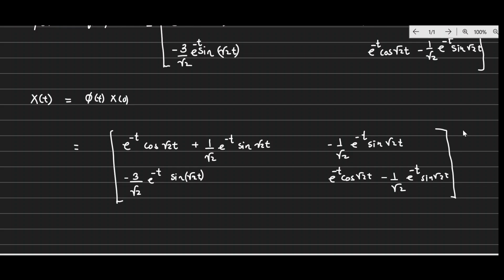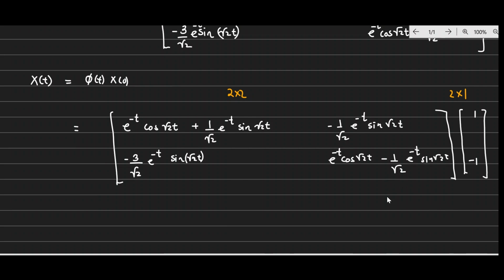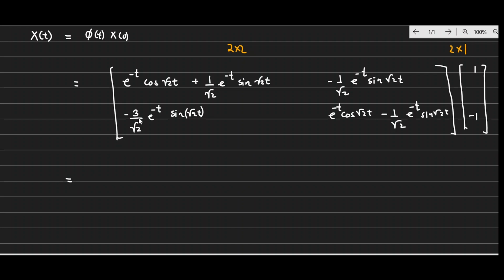So x of 0 is simply 1, negative 1 here, right? You see this is a 2 by 2 matrix, and this is a 2 by 1. So the order of the resulting matrix will be 2 by 1 as well, isn't it? The first number here and the last number there. So we multiply those numbers, row by column. This is a row multiplied by the column, right?